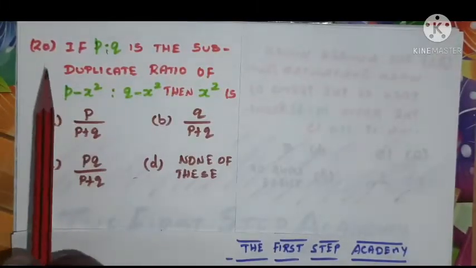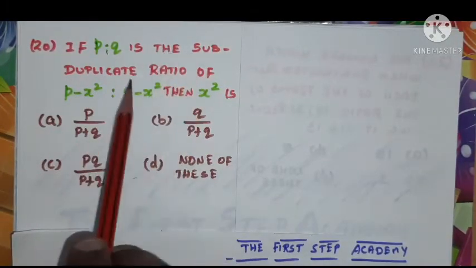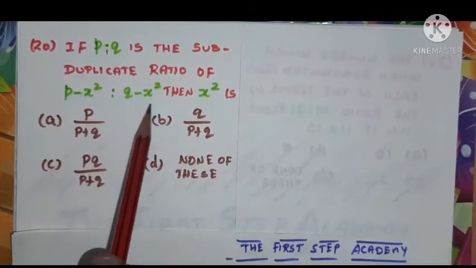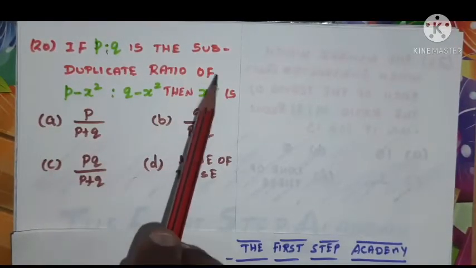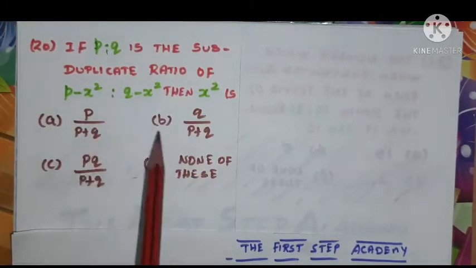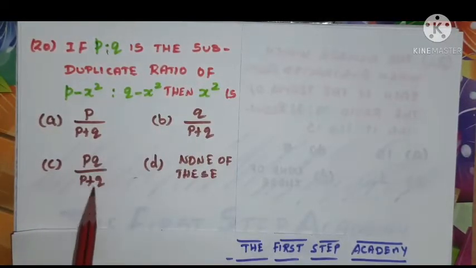The next question is, if P is to Q is the subduplicate ratio of P minus x squared is to Q minus x squared, then x squared is. Given options are option A, P by P plus Q, option B, Q by P plus Q, option C, PQ by P plus Q, option D, none of these.